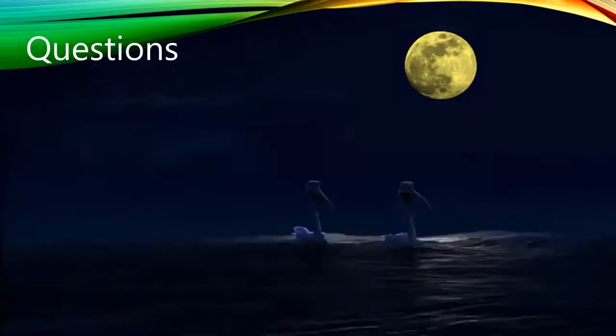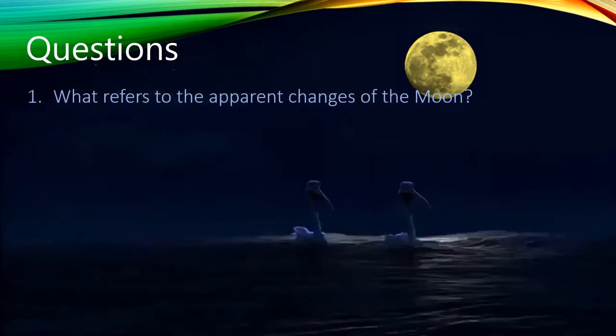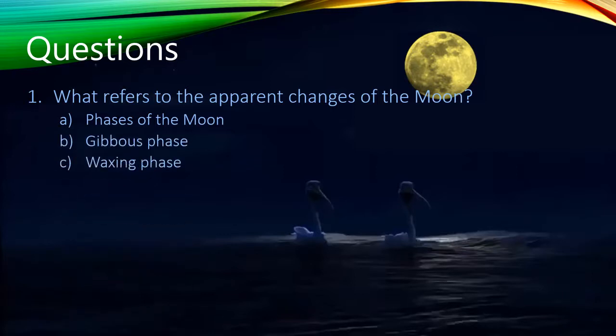Questions. What refers to the apparent changes of the moon? A. The phases of the moon. B. Gibbous phase. C. Waxing phase. And D. Crescent. So the answer to this question is the phases of the moon.